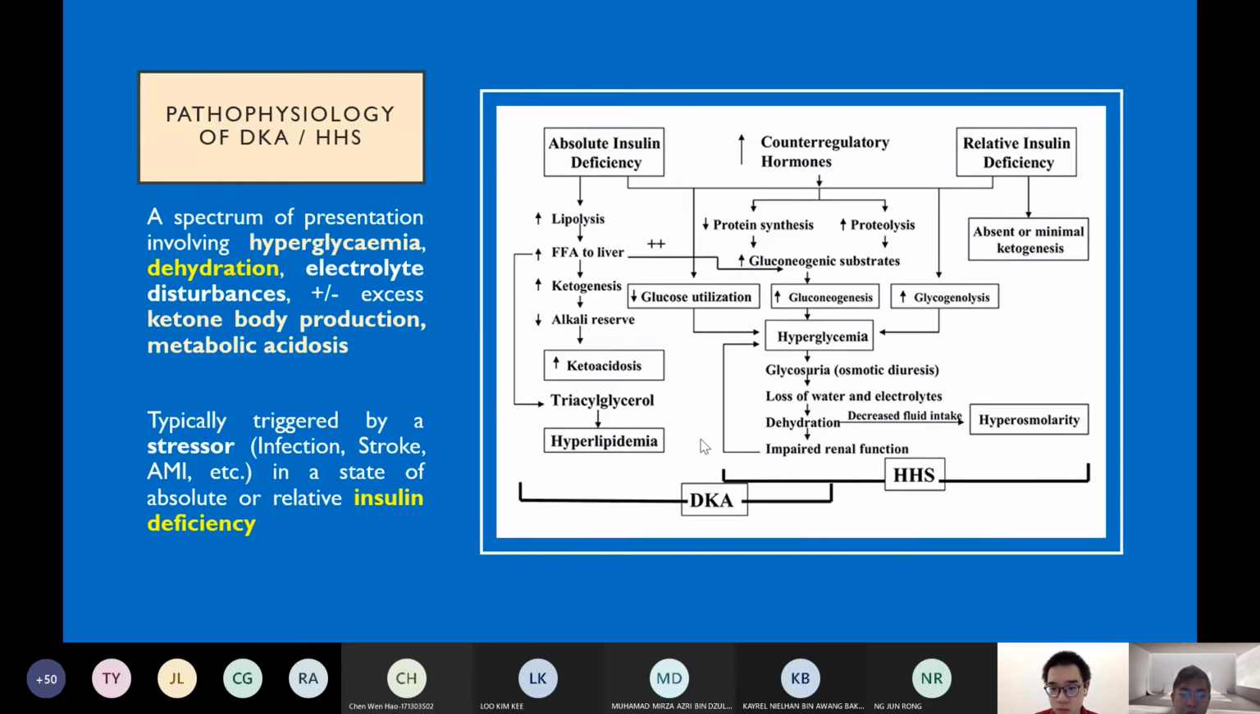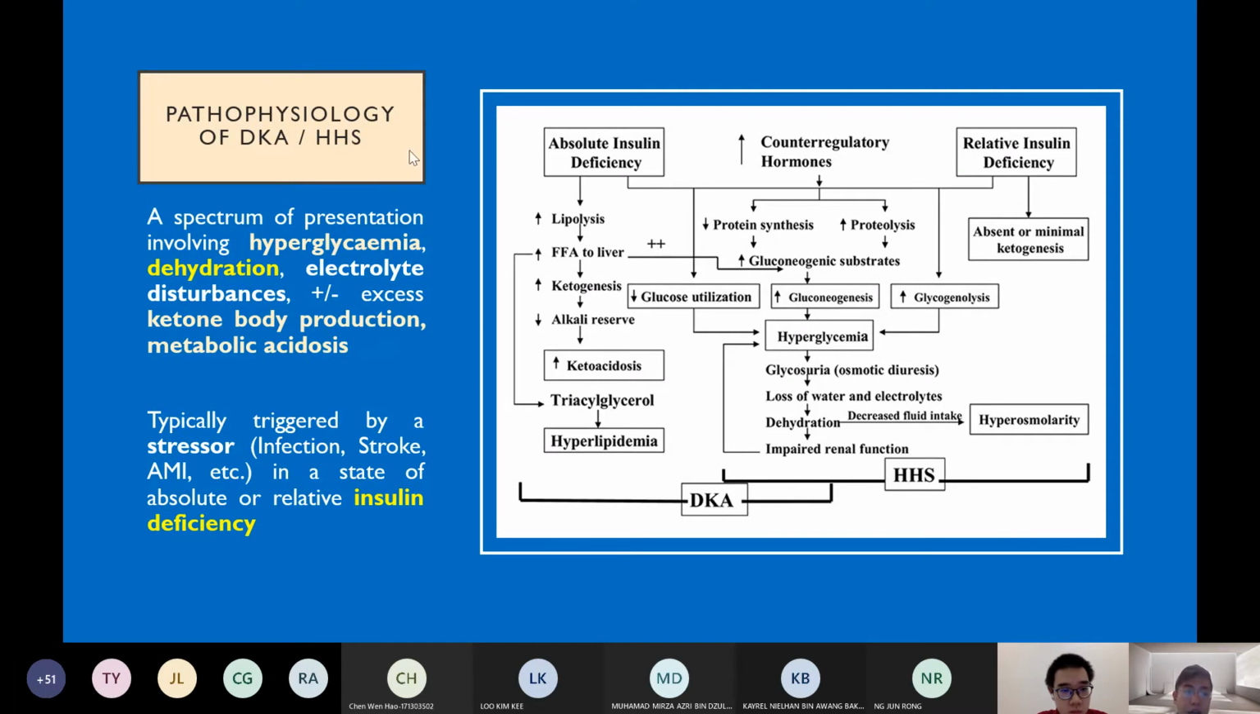So like I mentioned, it's a spectrum of disease. At one end of the spectrum are patients who are more like your type 2 diabetics who have been chronically insulin resistant. They still have some insulin production from their pancreas, so we call it a relative insulin deficiency. Because there's still some insulin, there is absent or minimal ketogenesis. So ketoacidosis is not so predominant at this end of the diabetic emergency, but generally they lose more fluid from their body and they are more hyperosmolar. Therefore, we coin this end of the spectrum as the hyperglycemic hyperosmolar state.